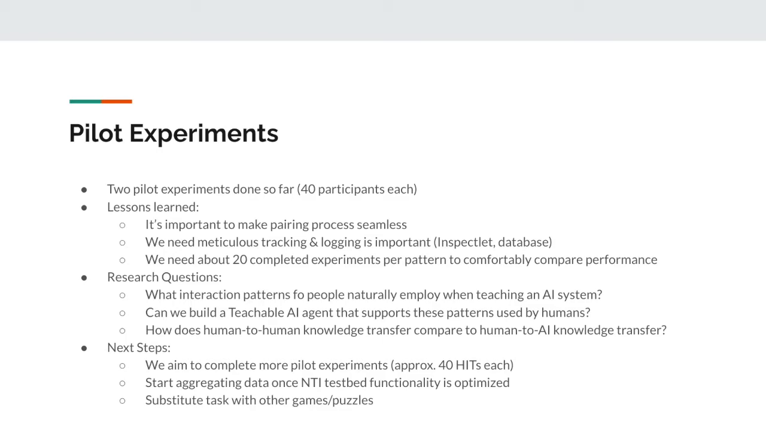What we've noticed is, in order to get high quality data, we must make sure that the pairing process is seamless. What ends up happening is, using AWS Mechanical Turk, participants will wait in a student room until another participant is matched, and then they'll be given a role of either a teacher or a student. And so this leads us to another lesson learned.